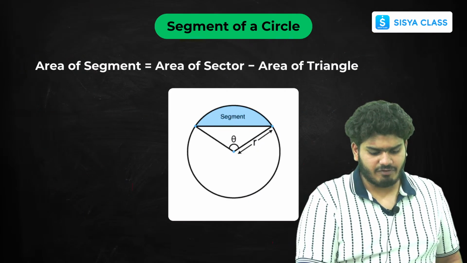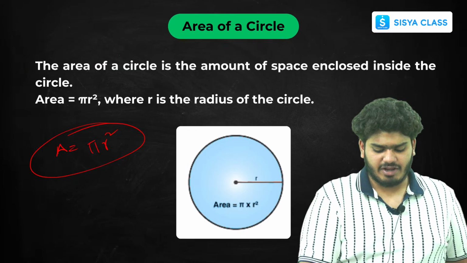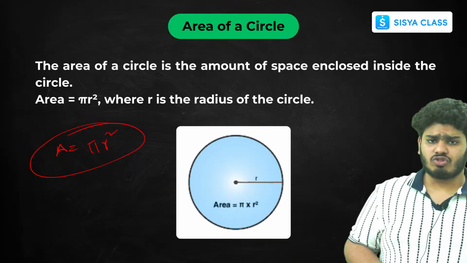So I hope everyone is clear about the concepts in areas of circle, what is an arc, and how to find the length of the arc.